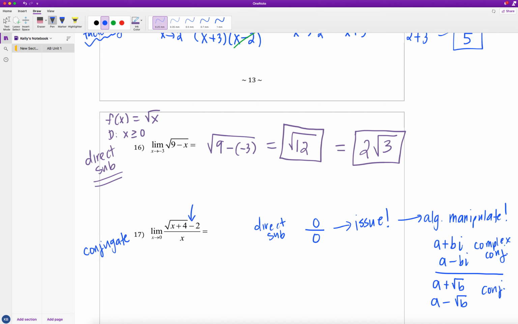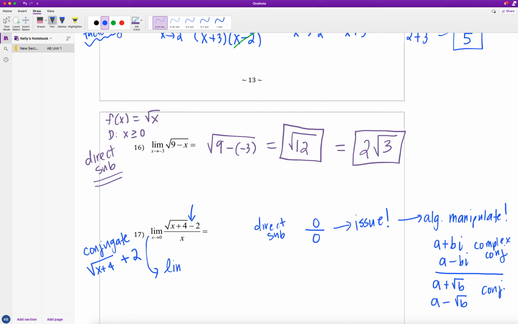So our conjugate here will be the square root of x plus 4, so that x plus 4 is not changing since it's all inside the square root, but what will change is the sign in front of the 2. That will become a plus 2 then. To manipulate with our conjugate, what we're going to do is we want to multiply by the conjugate. The reason being is that ends up getting rid of the square root.